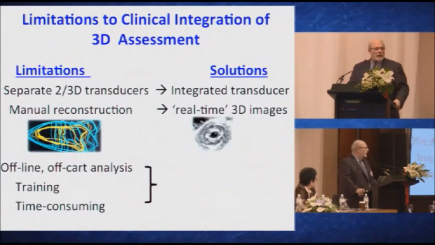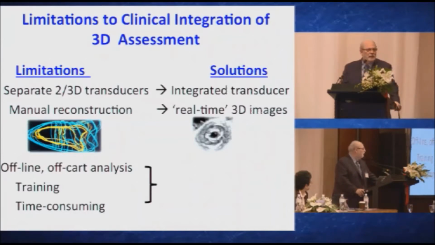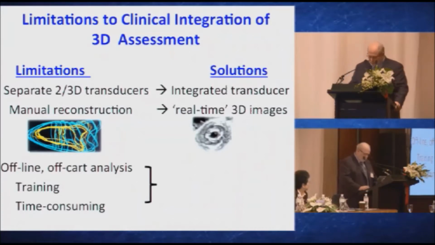One of the problems is that up to some time ago, we needed to use 2 different transducers to obtain 2D and 3D echo. That has now changed because we have a single transducer that integrates all of this information. You also, in the past, needed to do a reconstruction to obtain a 3D echo. That's not a problem now. But anyway, the main problem is that you need training, and these calculations are time consuming.